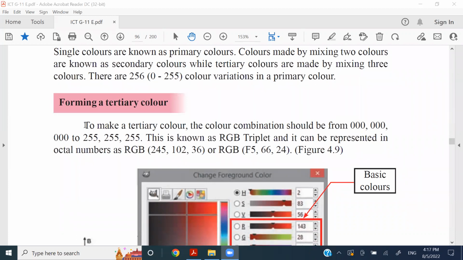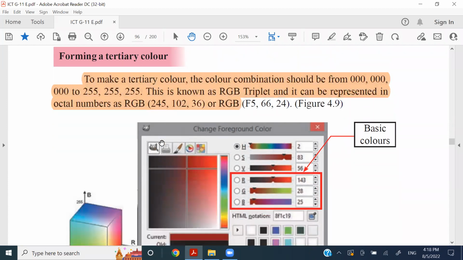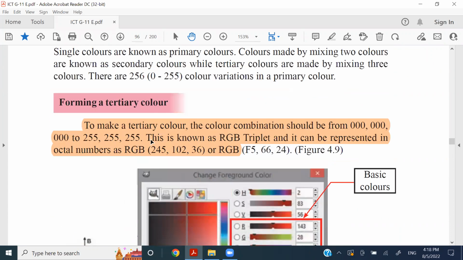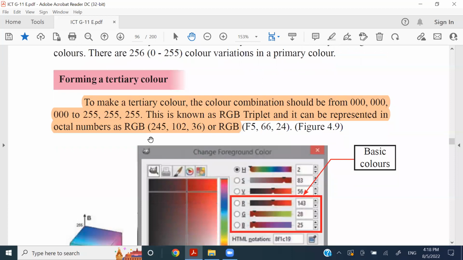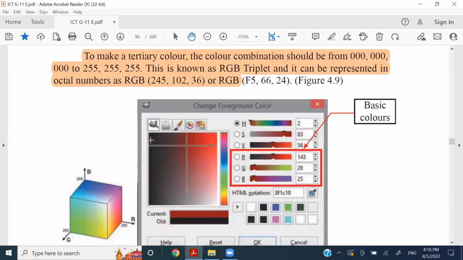Yes, so you can write this as the last point, right? To make tertiary color, the color combination should be from this particular 000 to 255, 255, 255. So the way that they are talking about is as an RGB triplet, all right? So you better mention that particular thing.